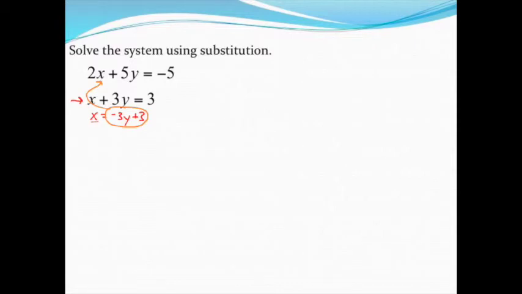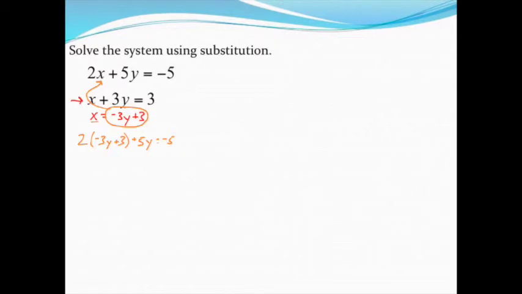Okay, and then what I'll do is I'm going to rewrite everything, but in place of x, put negative 3y plus 3. So I have 2, and I want to show 2 times x, but in this case it's 2 times this entire quantity, so make sure you use parentheses, so 2 times negative 3y plus 3. And then remember, continue writing everything else out exactly the same as it was, so plus 5y equals negative 5. And then if you take a look, once again, why this has helped us is now I only have one variable. It's just a y, and I can solve an equation with one variable in it.